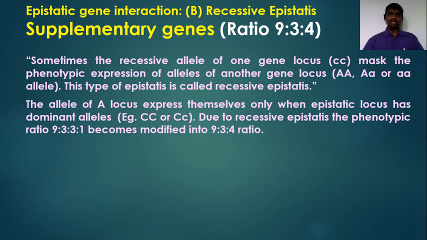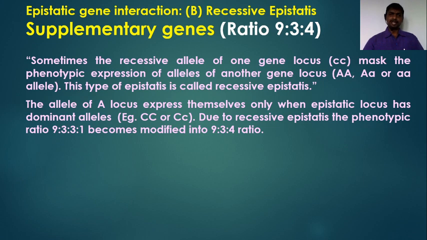So here there are two genes, C and A. The C gene is the epistatic gene and the A gene is the hypostatic gene. The C gene masks the phenotypic expression of the A gene. So we say the C gene is the epistatic gene, and the A gene, whose phenotypic expression is masked or suppressed, is the hypostatic gene. This type of epistasis is called recessive epistasis.